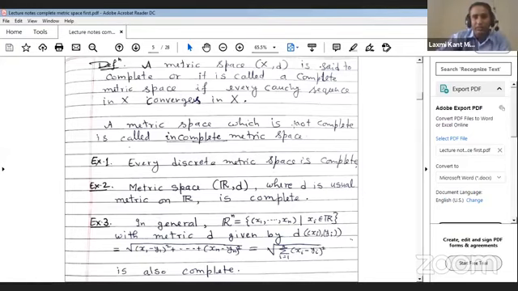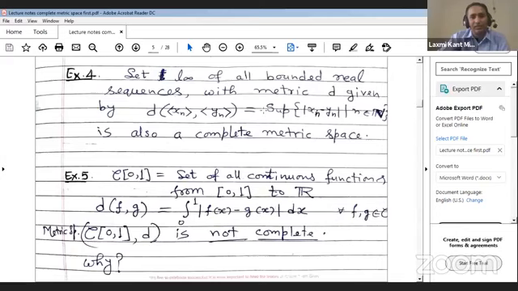We have seen these examples in the previous lecture: every discrete metric space is complete, the metric space R with the usual metric is also complete, and Rn is also complete. The next example is L infinity, which we had already discussed. This is the collection of all bounded real sequences, and it is complete with the metric defined here.